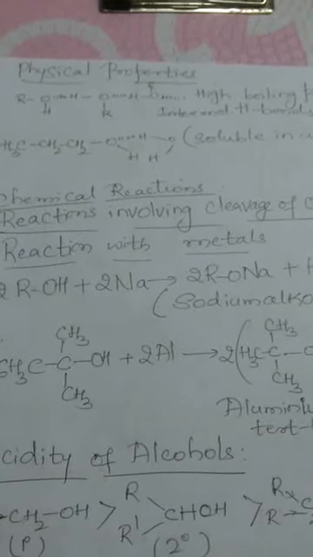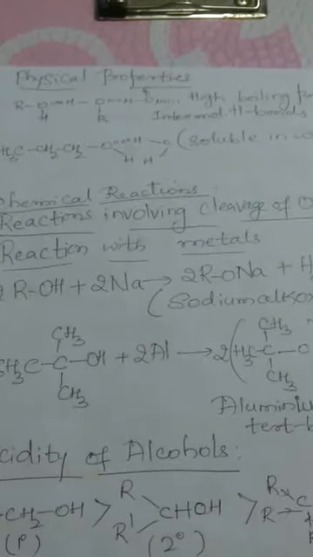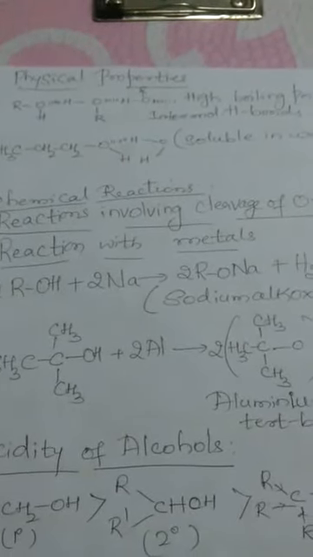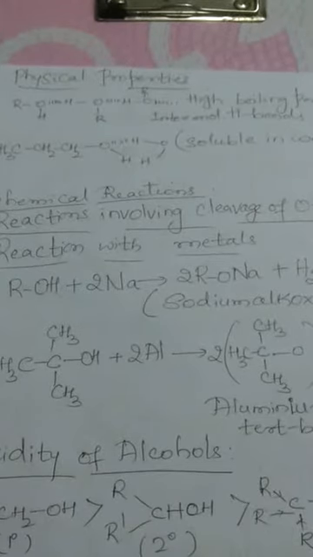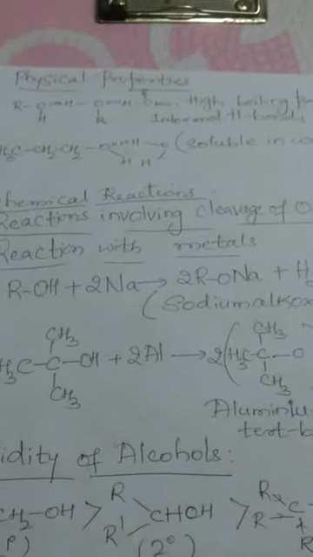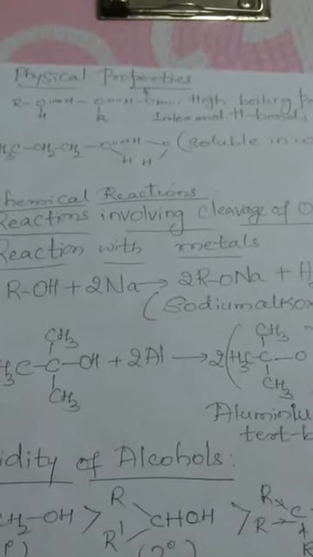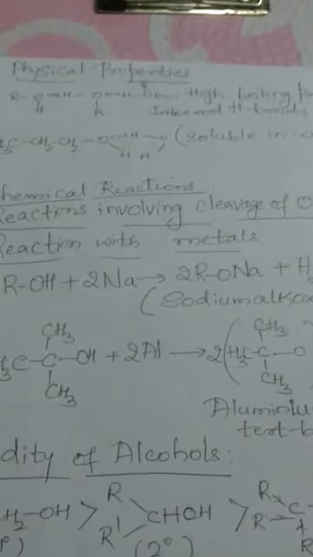Hello students, last class we discussed the methods of preparation of alcohols. Let us continue with the properties, the physical properties at first. Now these alcohols consist of two parts. One is the alkyl group R and the functional group, the hydroxy group, OH group.